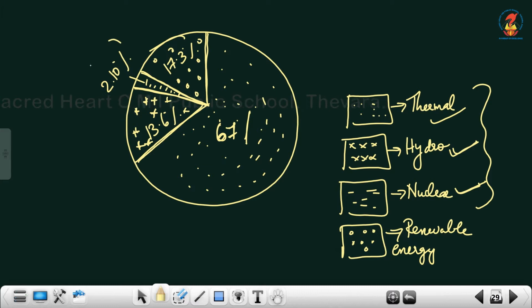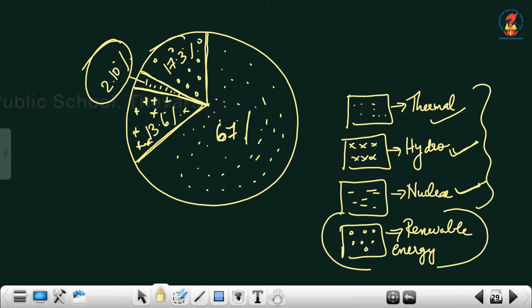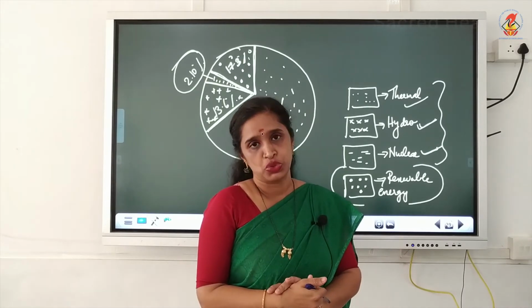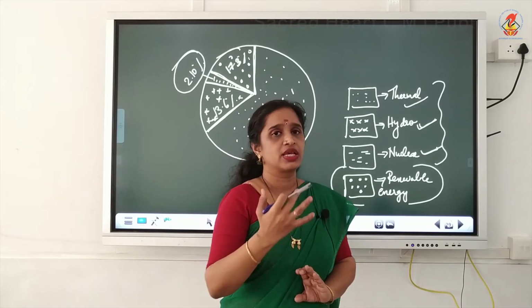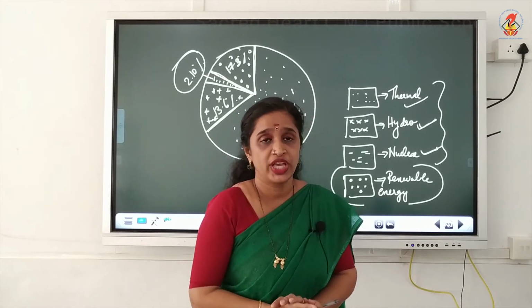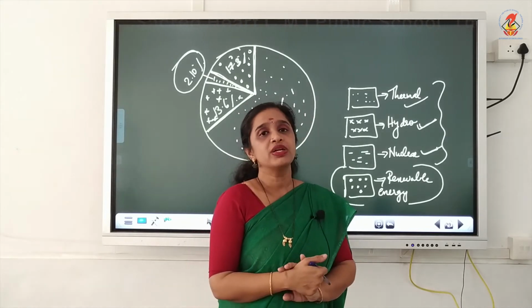You can find it here, and that is 2.10%. And all the other renewable sources are marked in this particular area, and that accounts for 17.3%. So, more concentration has to be given by the government to the production of thermal power because it accounts for the largest share. Besides that, other sources of power also have to be developed with proper technology.